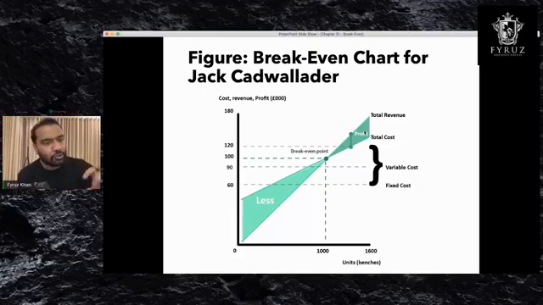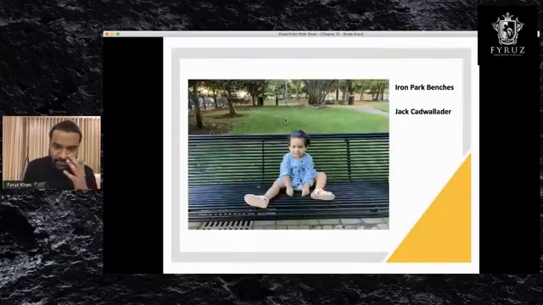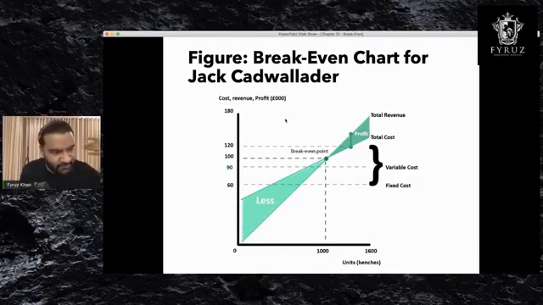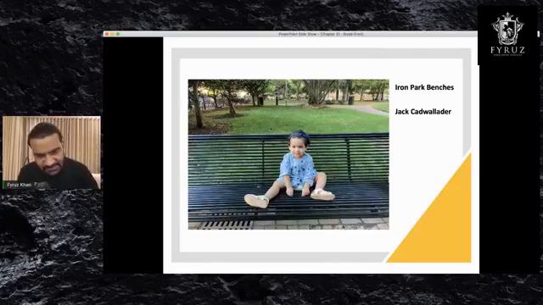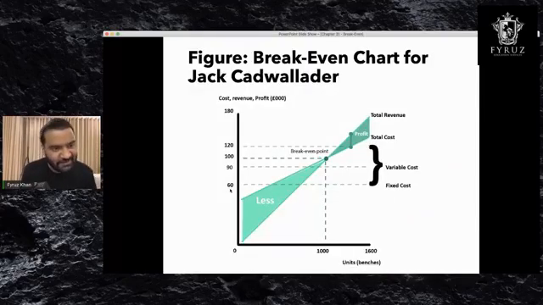Yes, that's the most crucial aspect of the break-even chart: how many units you need to produce, or how much money you need to earn, how much sales revenue you need to avoid making losses. You're not making profit, but what is that point? So this is the point. And the break-even chart will show you how much money you make when you produce X amount of units. So for Mr. Jack Cadwalder, the break-even chart was very, very useful. And he makes the finest iron park benches, right?